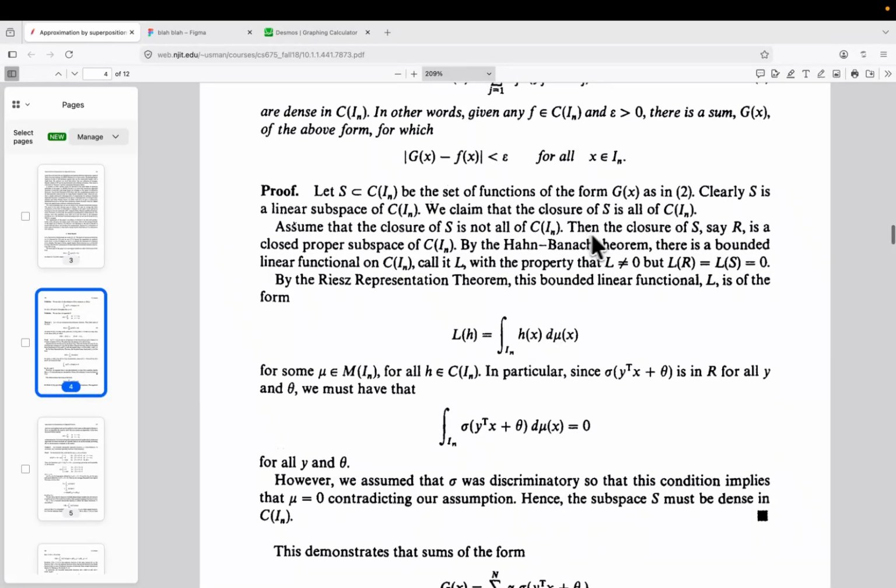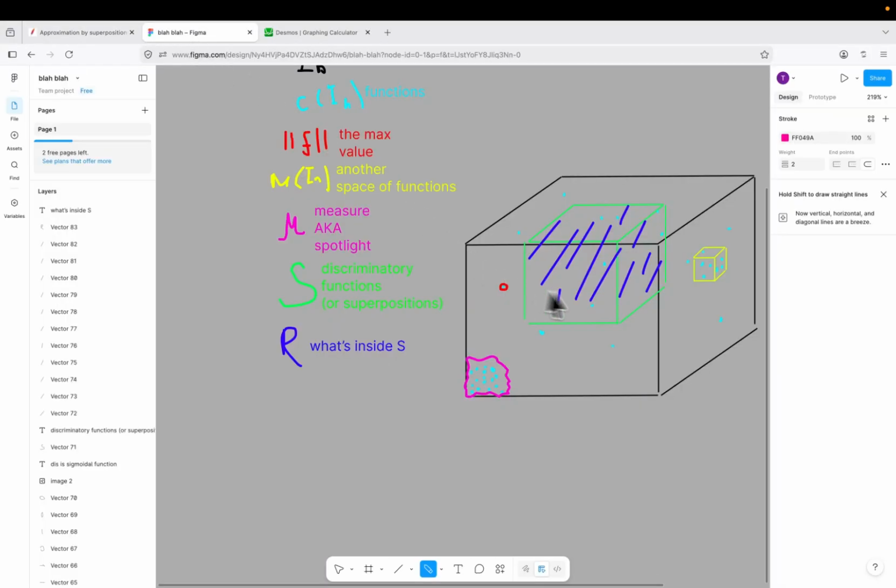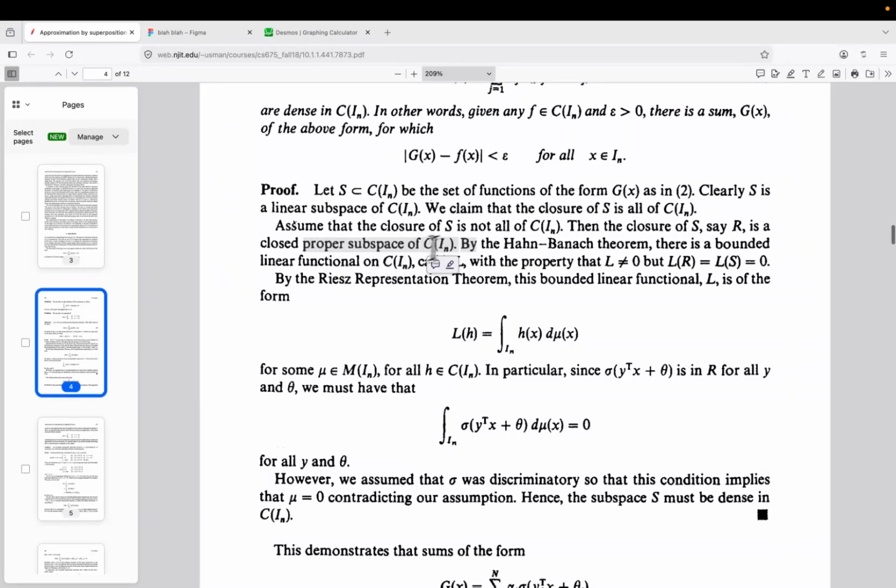Then the closure of S, R, is a proper closed subspace, obviously a subspace. By the Hahn-Banach theorem, I don't really want to dive into the theorem, there is a bounded linear functional on C, call it L, with the property that L is not 0, but L on R equals L on S equals 0.